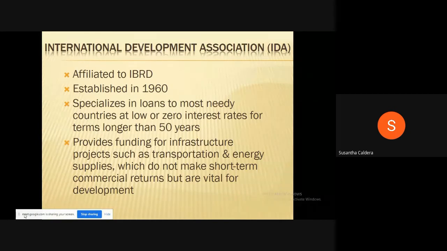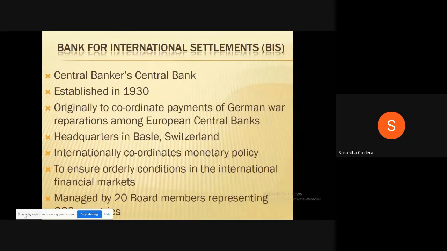They provide funding for infrastructure projects such as transportation and energy supplies, which do not make short-term commercial returns but are vital for development. Okay. African countries get IDA loans at zero interest or very low, 0.5%, 0.25%, very low.